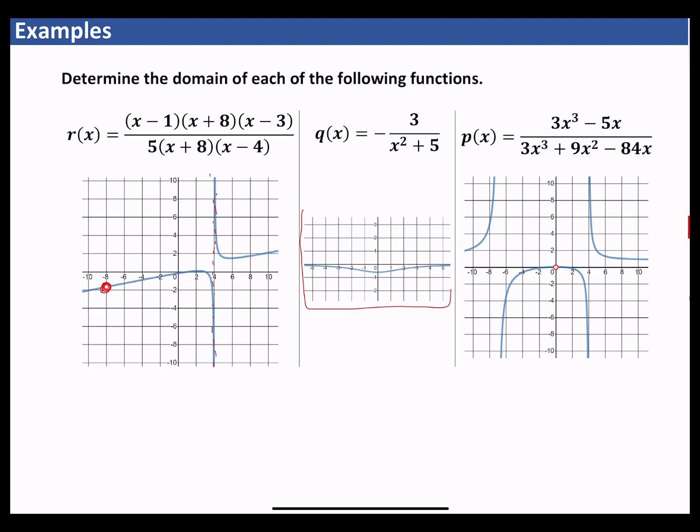For q of x, we said the domain was all real numbers, and if we look at this graph of q of x, there are no holes, there's no vertical asymptotes. The graph looks like it is in fact defined for all real numbers.